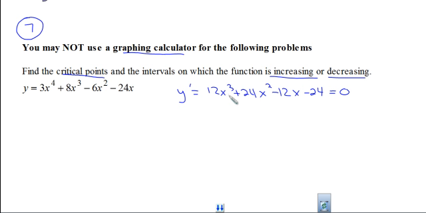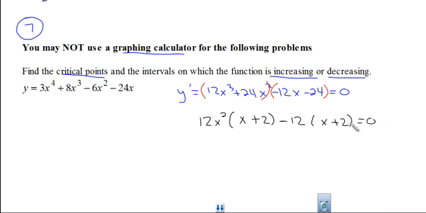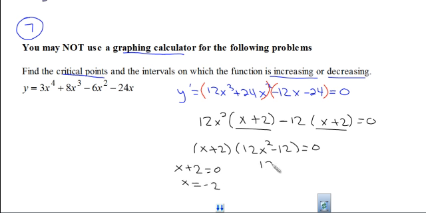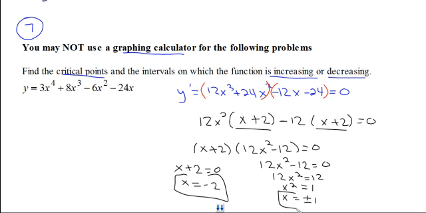Notice that I have a cubic, so I can't factor it in the normal way. But what I'm going to do is group these terms together and factor out a greatest common factor. The greatest common factor of the first two terms would be 12x squared, and the greatest common factor of the last two terms would be negative 12. So now I can factor out an x plus 2, and I can use the zero product property. Okay, so I have my critical points at x equals negative 2 and x equals plus or minus 1.